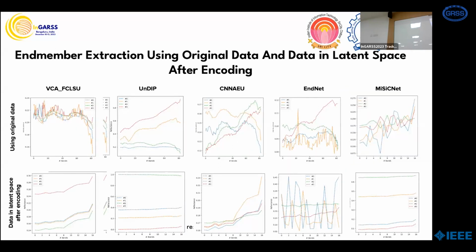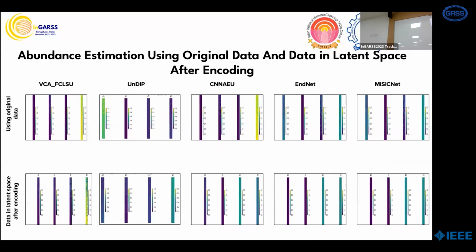Here are the results after applying the benchmark models. This is using the original data, that is the input data, applied to these models, and also the latent space data. And this is the abundance map of those data.